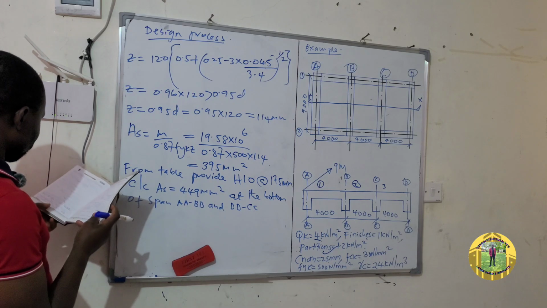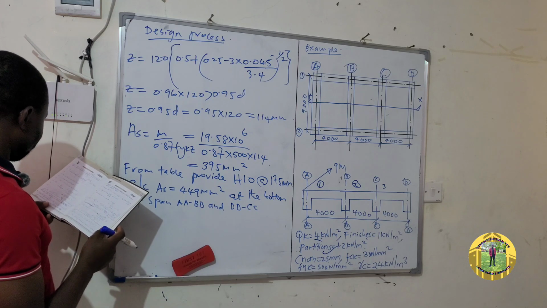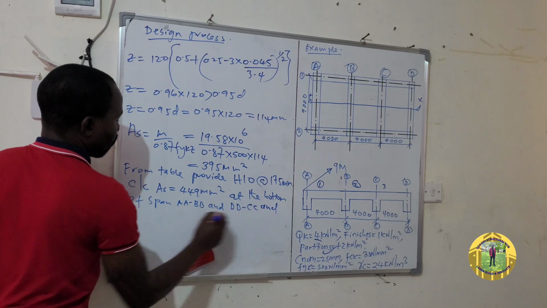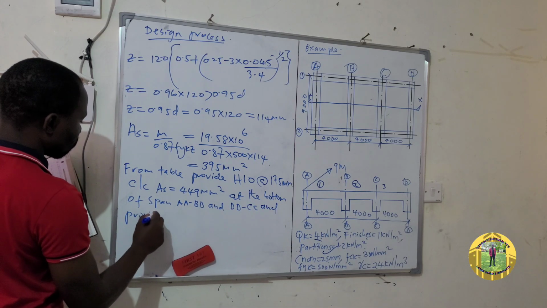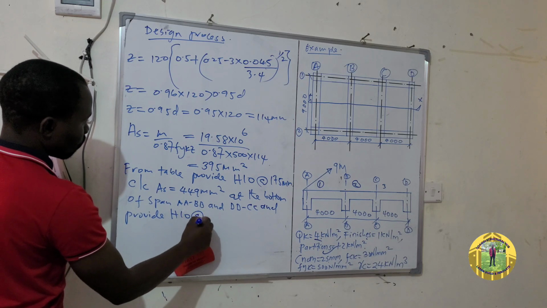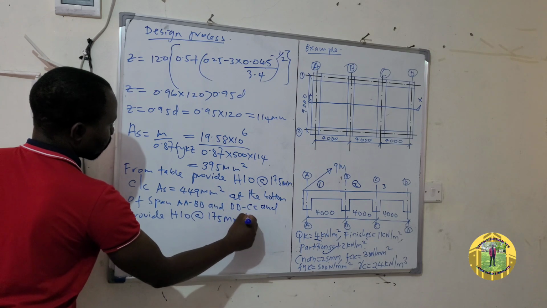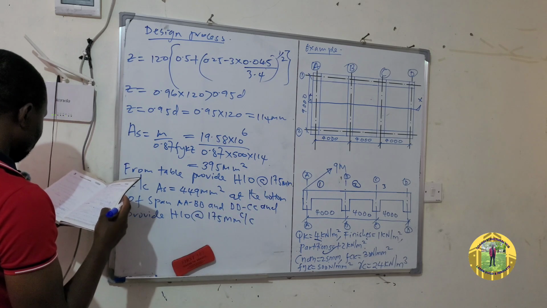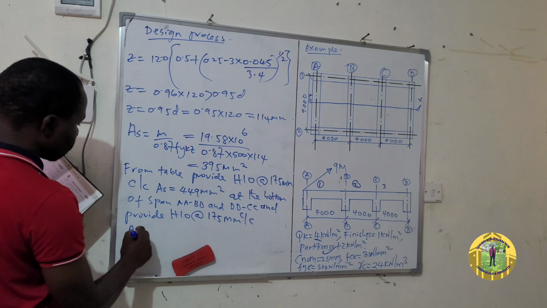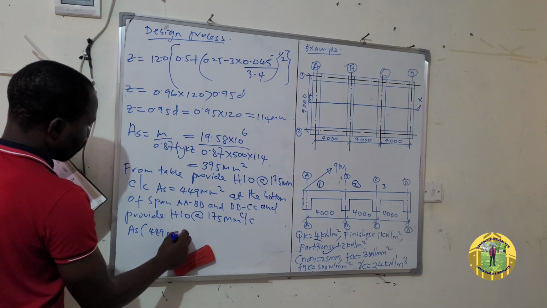And provide H10 at 175 millimeter center to center, area of steel is 449 millimeter square.